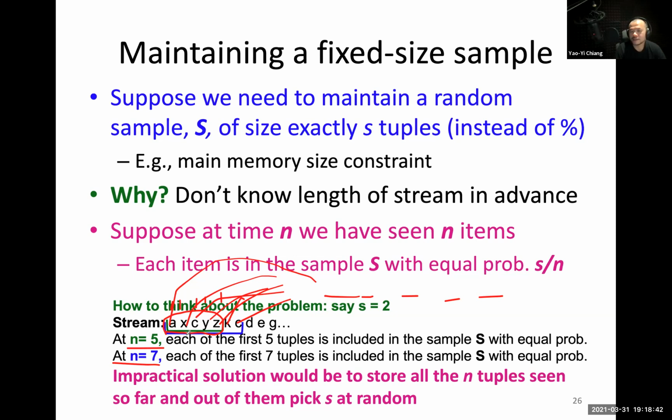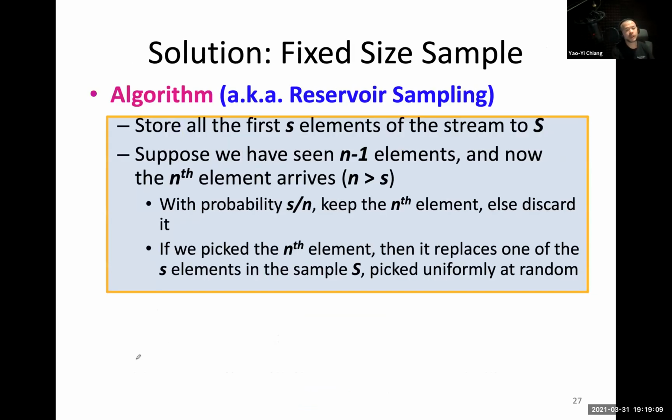And the reason why this is not practical is because you just don't have that memory space to store all the data stream, right? So imagine that after you have n equal to 1 million, if we're going to use this naive approach, you're going to store 1 million data points in the memory and pick 5 so that they have equal probability. So this is not going to work because you cannot store all of them. So how do we do this? The algorithm is called reservoir sampling.